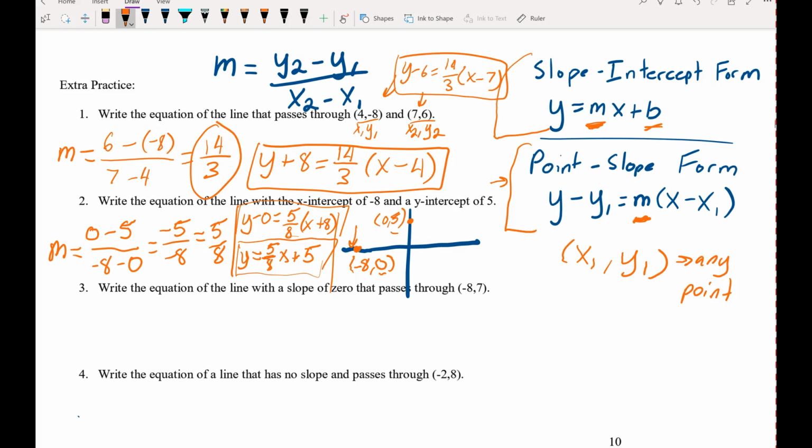So for something like number 1, you might have the urge to subtract 8 on both sides and distribute that 14 over 3, and you absolutely could, but there's no reason to in this case. If you leave it like this, that's still the equation of the line.